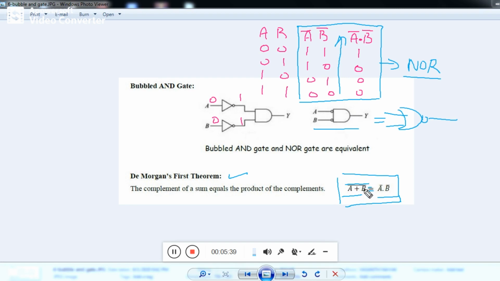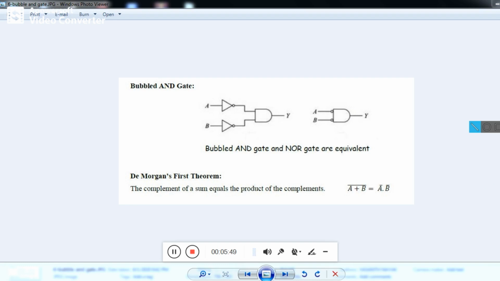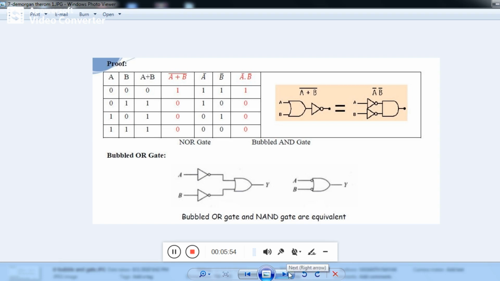Very important. Now you have to prove this one. You have to take this equation and prove it. So how to prove this? Let me clear the screen. We'll go to the next screen now. What is our De Morgan's theorem? De Morgan's theorem says A plus B whole bar is equal to A bar into B bar. That is, the NOR gate is equal to this one, the bubbled AND gate.